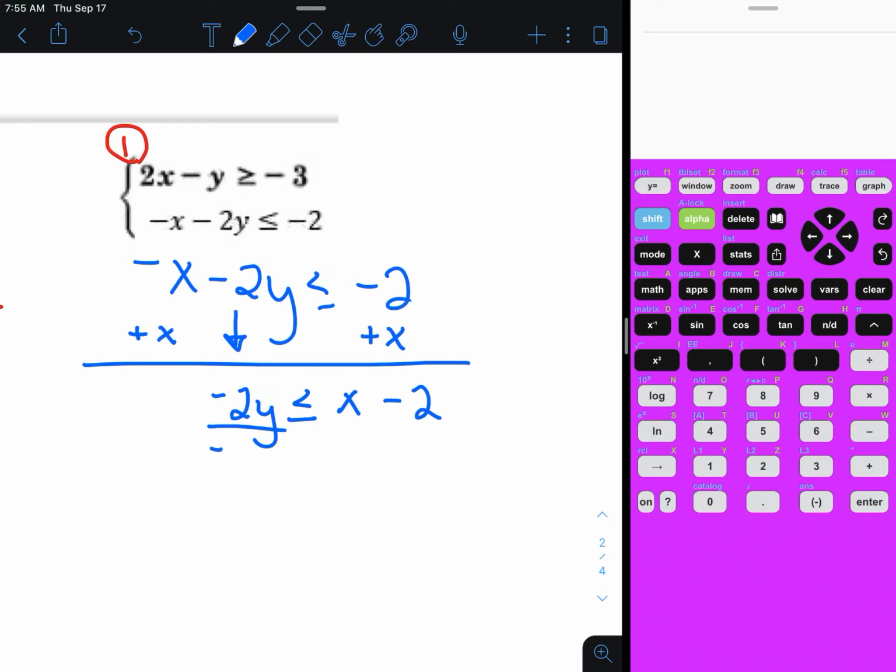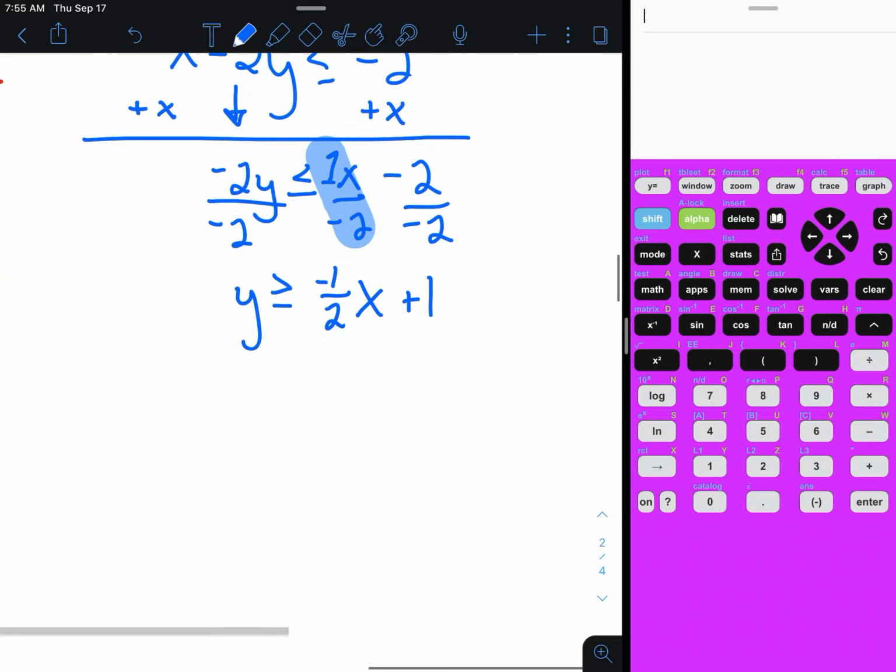Now I'm going to divide by -2. We are going to flip our signs again because we're dividing by a negative. Greater than or equal to. There's a 1 in front of this x we sometimes forget about. 1 divided by -2 is -1/2 x. This part right here is hard for kids, so maybe just rewind: it's 1 over -2. And then -2 over -2 is +1.